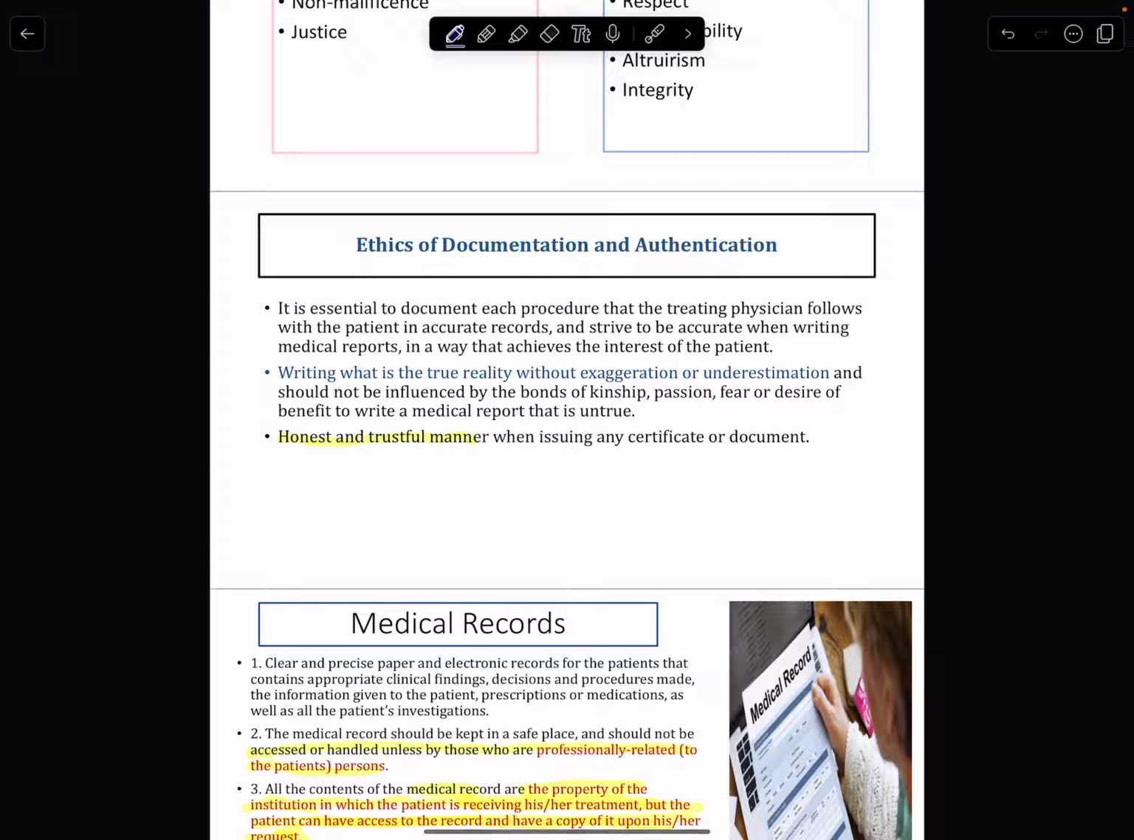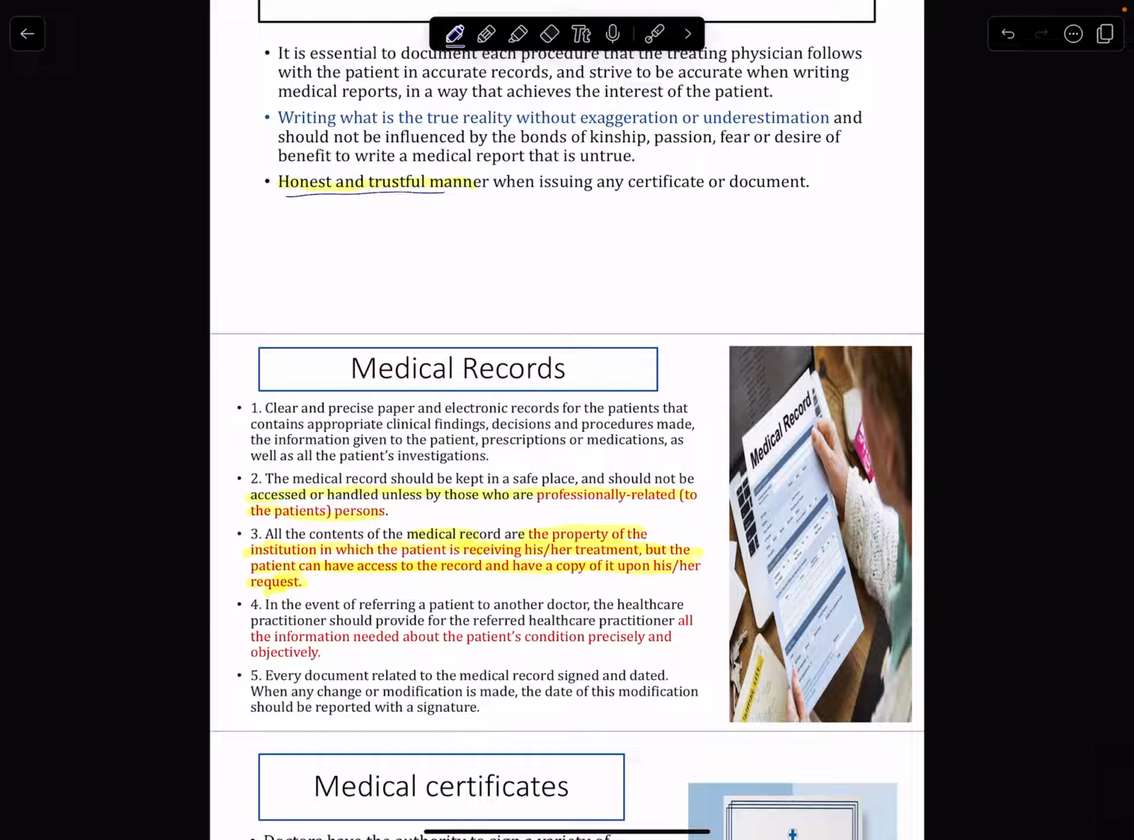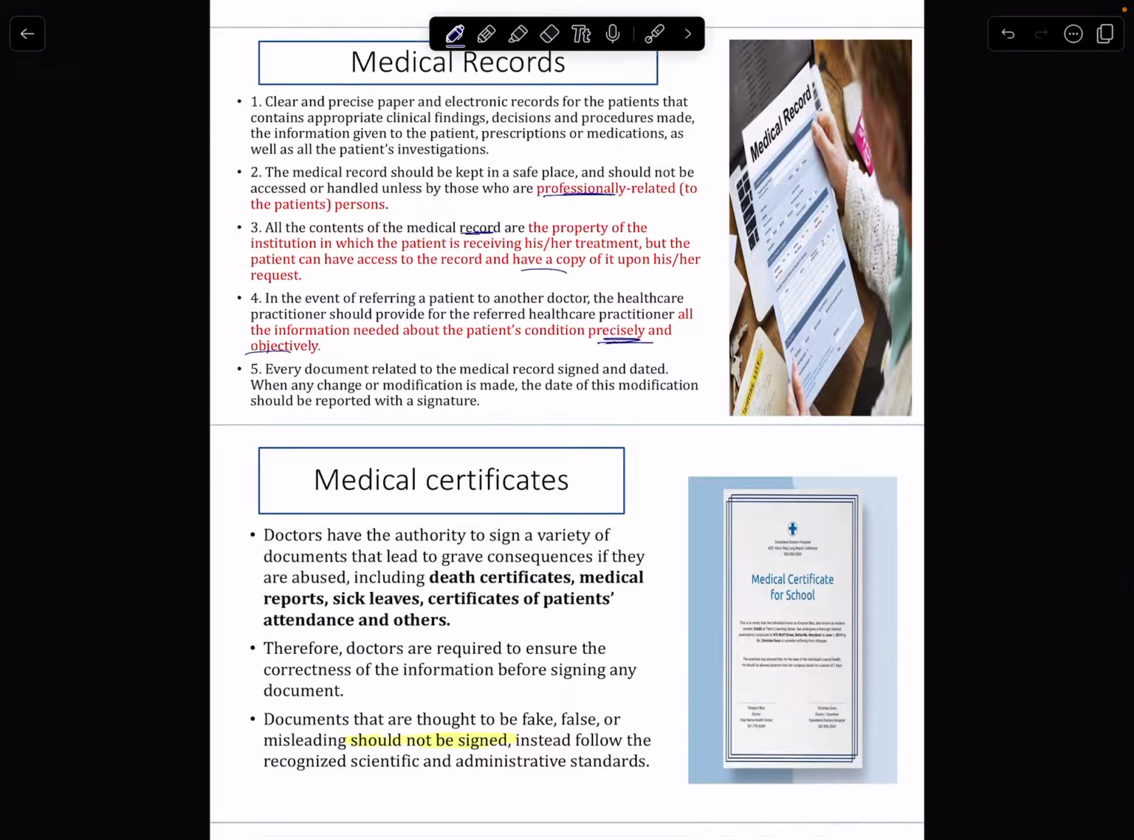Here it's documentation. We need to be honest and truthful when we document. Here is just talking about medical records. We need to be relevant. It should only be available to those professionals related to the patient, or the patient. The medical record is the property of the hospital, but the patient can request a copy. The information needed about the patient, everything needs to be precise and objective. Everything needs to be signed and dated.